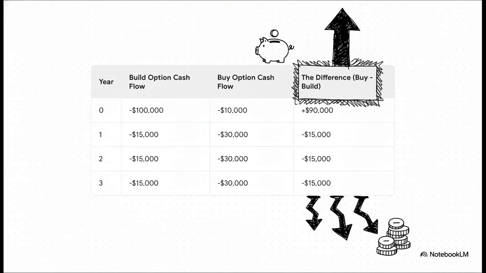Okay, this is where it all comes together. Now, don't get lost in the numbers. Forget the first 2 columns. The only column that matters is that third one, the difference. That's our incremental cash flow, and it tells a brand new, much simpler story.